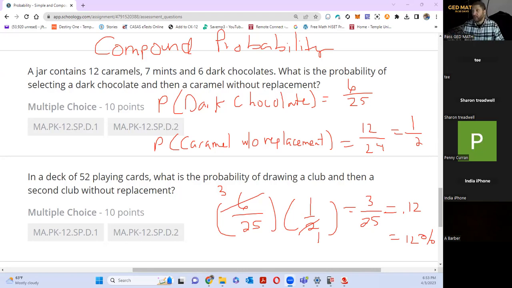You have to. So that's 12%. So the probability of you picking a dark chocolate, not putting it back in, and then picking a caramel is only 12%. There's only a 12% chance, or 12 out of every 100 times that you do that, you're going to be successful. That's what probability is, the chance of something happening.